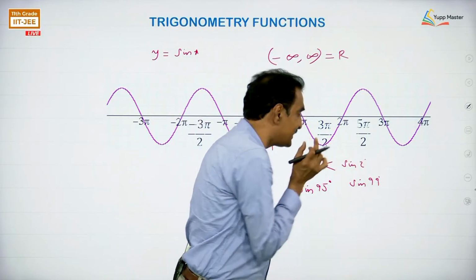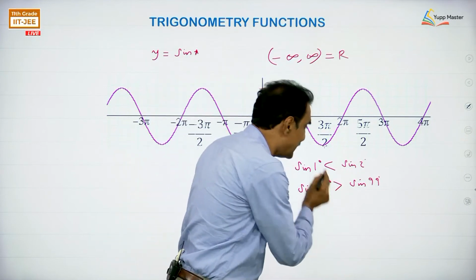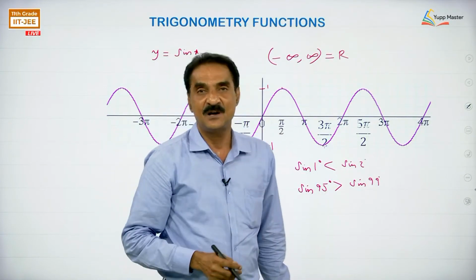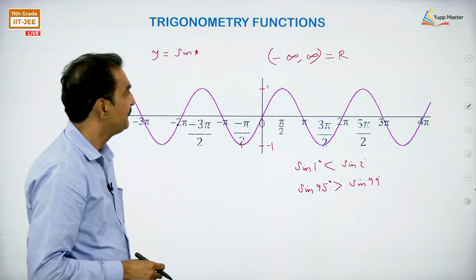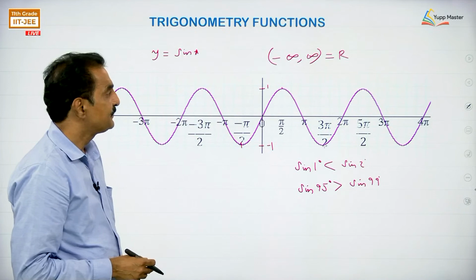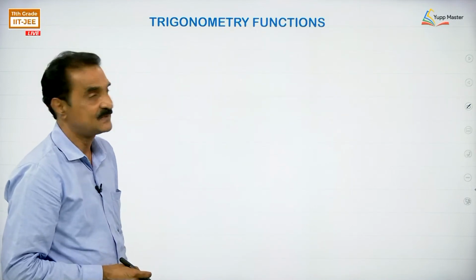So, this is smaller than this. So, the relation between these two is this is greater than this. We can solve this kind of simple questions from the graph. Okay. Now, let us move on to the next function, y is equal to cos x.